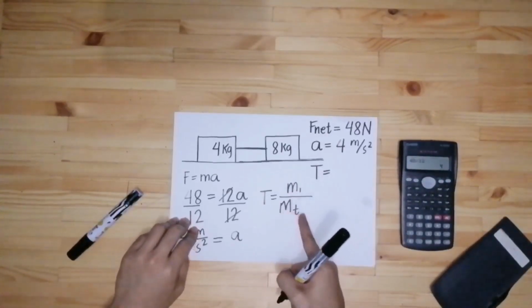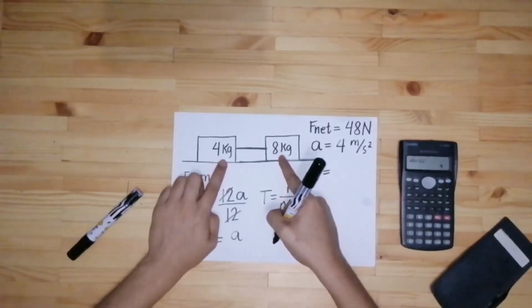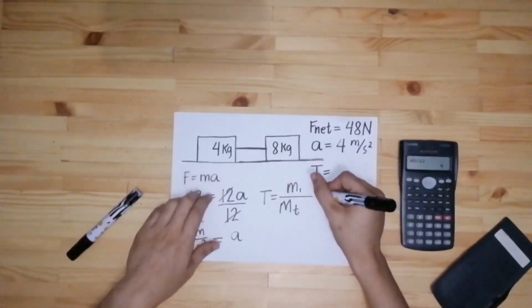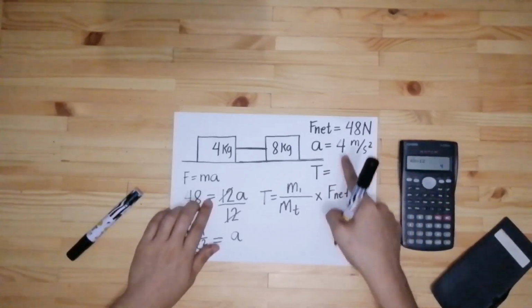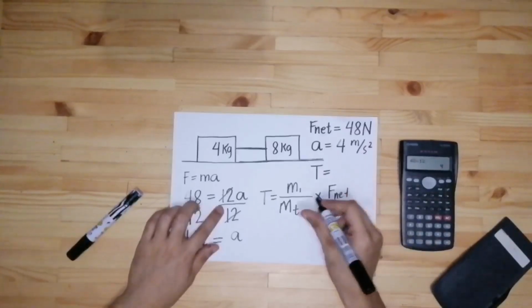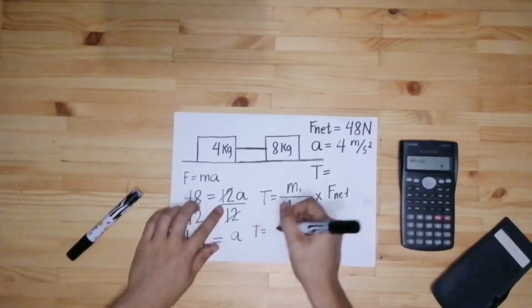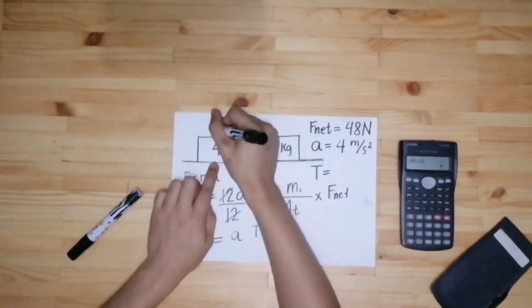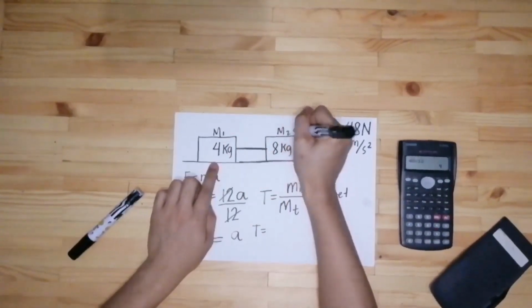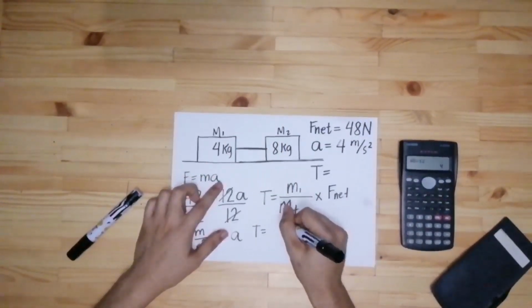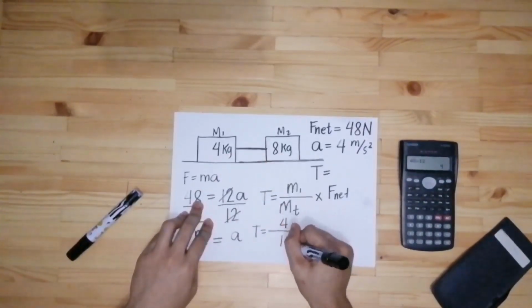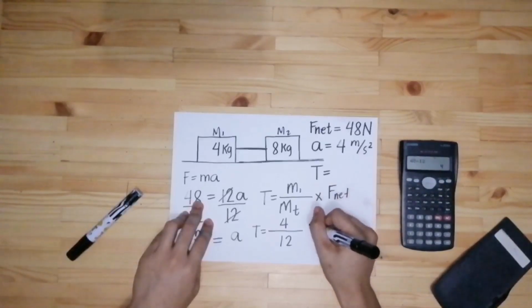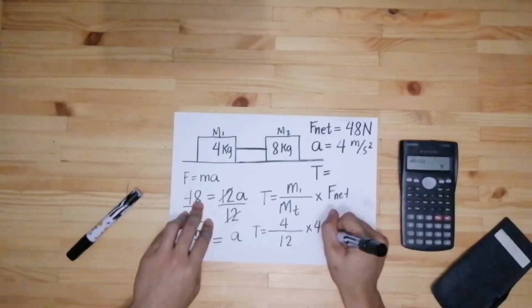Total mass na lang yan. Pag sinabing total mass, yung pag-a-add mo lang yung dalawang mass natin. Then, imumultiply mo lang yan sa net force. Ang net force, ito, 48. So, gawin natin, ito yung mass 1 natin, M1, ito yung M2. So, mass 1 ay 4 over total mass 4 plus 8, that is 12. Then, times net force natin ay 48.